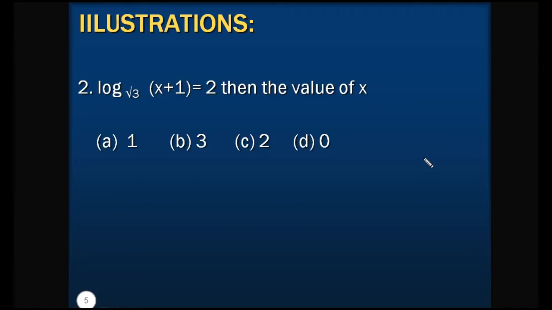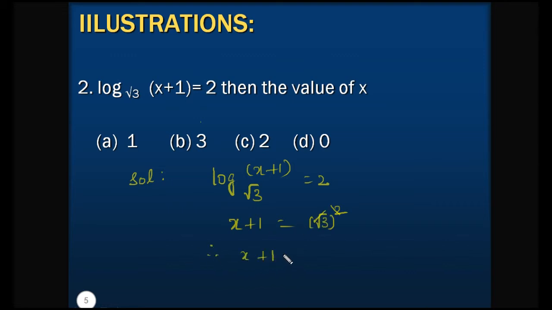Let us solve the second illustration. It's given that log of x plus 1 to the base root 3 is equals to 2, then the value of x. In order to obtain the x value, let us use transformations. That is, logarithm of x plus 1 to the base root 3 is equals to 2, or we can write it as x plus 1 is equals to root 3 square. As you know that we can cancel out square and square root. Therefore, x plus 1 is equals to 3, or x is equals to 3 minus 1, that is equals to 2, right? So the answer is C.